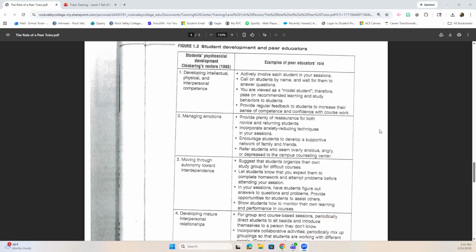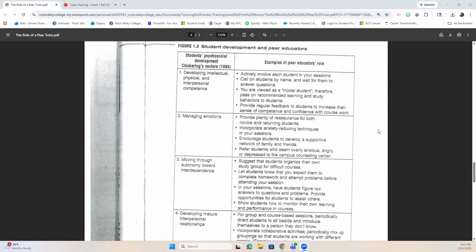You can actively involve each student in your sessions. You can call on students by name and wait for them to answer questions. You are viewed as a model student. Therefore, you pass on recommended learning and study behaviors to students. Provide regular feedback to students to increase their sense of competence and confidence with coursework.